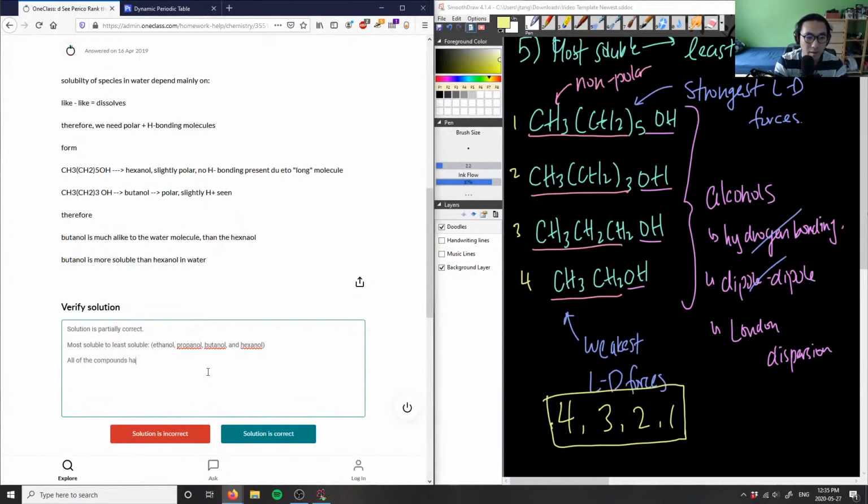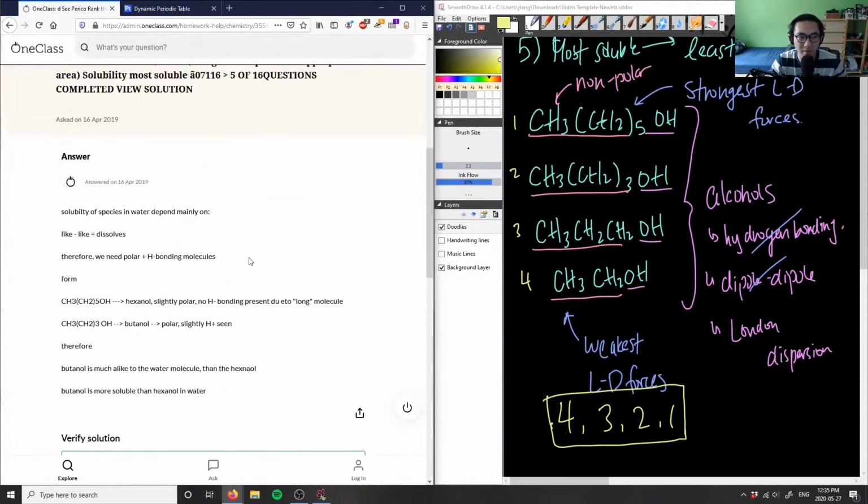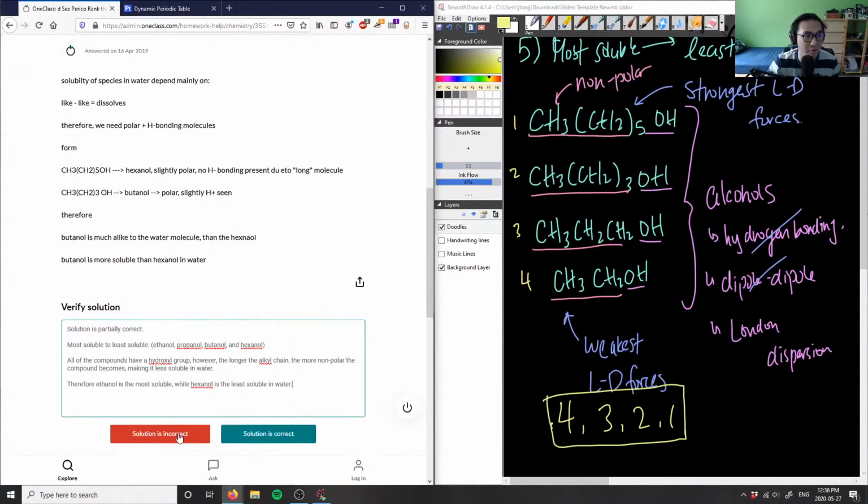All of the compounds have a hydroxyl group. However, the longer the alkyl chain, the more nonpolar the compound becomes, making it less soluble in water. Therefore, ethanol is the most soluble, while hexanol is the least soluble in water. So the solution is partially correct because they only answered the first two. In this case, I'm going to say incorrect because they're missing some information.